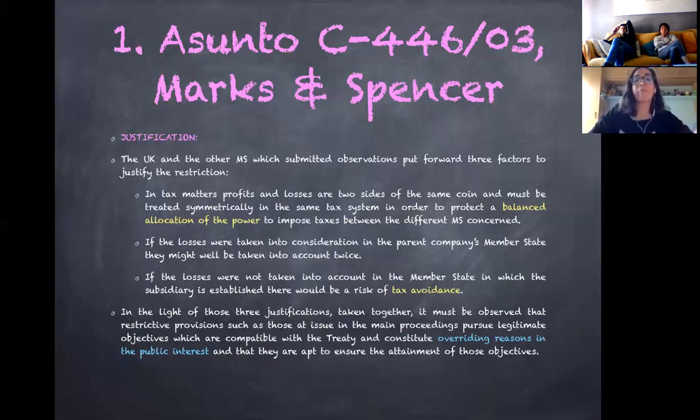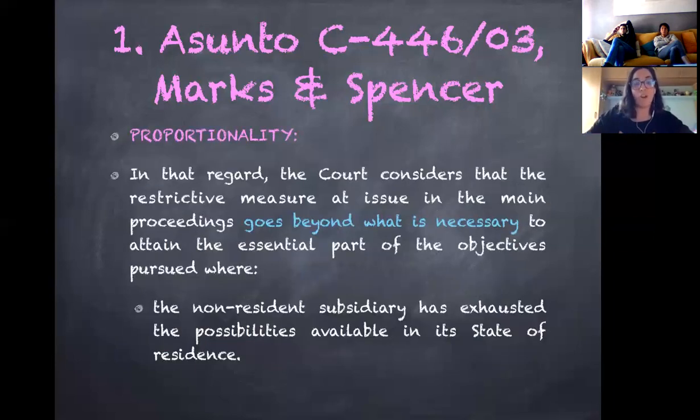But finally, in the last step of its analysis, the court has considered that the restrictive measure at issue, remember the lack of possibility to compensate losses obtained abroad with the profits obtained inside the United Kingdom, goes beyond what is necessary to attain the essential part of the objective pursued in the case that the non-resident subsidiary has exhausted the possibilities available in its state of residence.